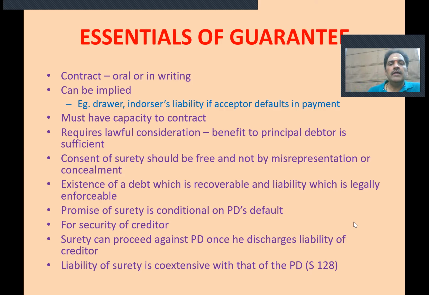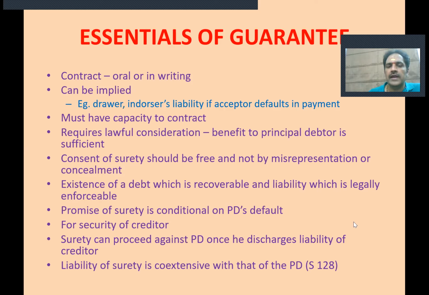Then the parties must have the capacity to contract. Similarly, like a contract, it requires lawful consideration. The benefit to the principal debtor, in the form of getting the ability to get a loan, is enough consideration for a guarantee. Then the consent of the surety should be free and not obtained by misrepresentation or concealment of facts. Then the existence of a debt which is recoverable, and a liability that is legally enforceable, is very important for a guarantee.